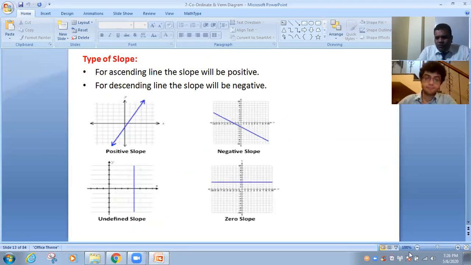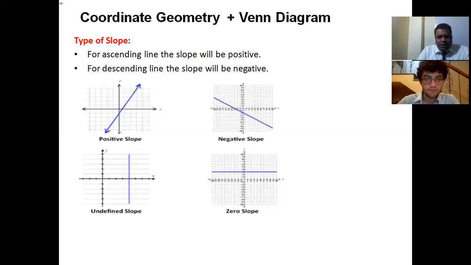I believe this you know. Can you have a look and say it's clear? Positive, negative. Ascending line slope will be positive. Descending line, negative. Understood.